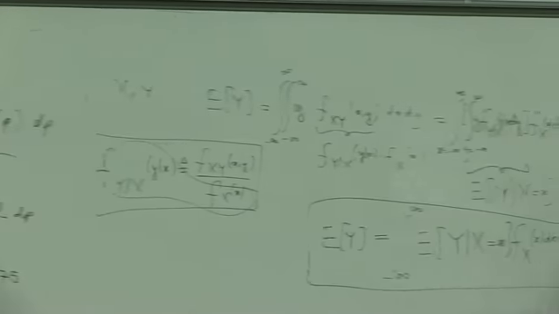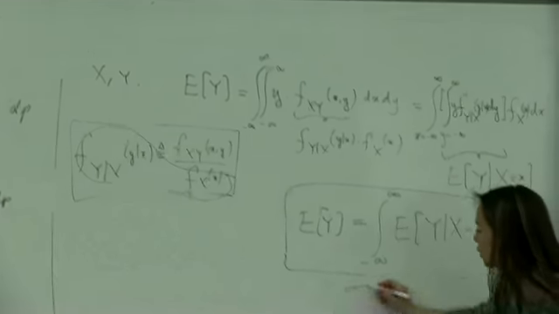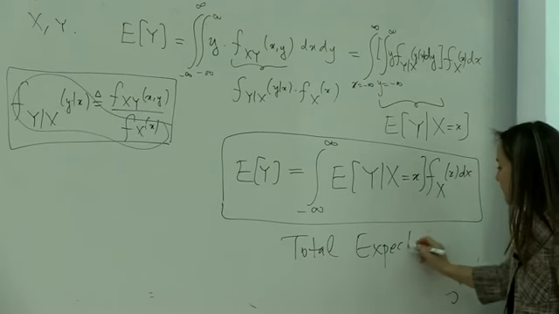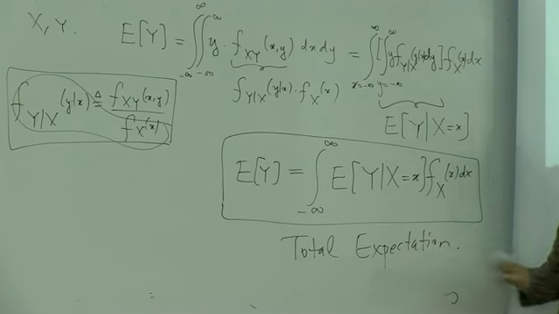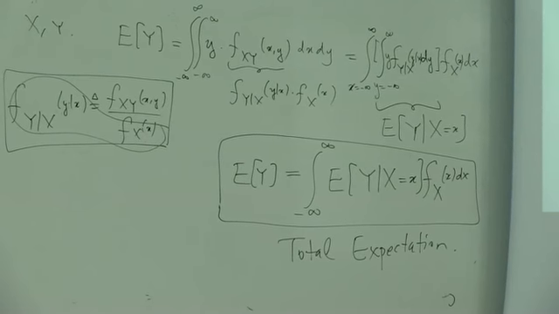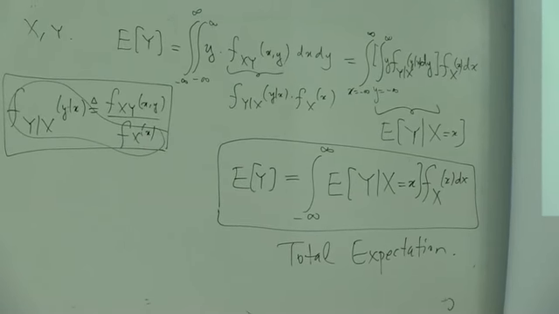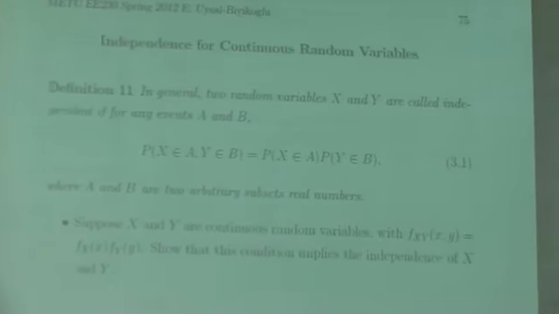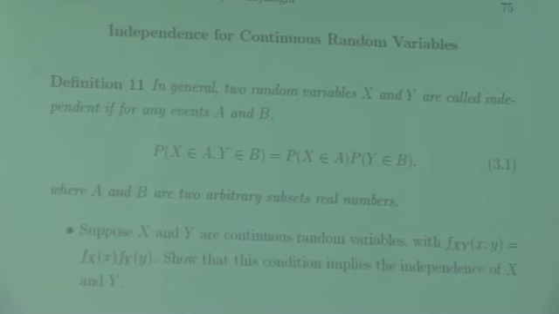Any problem? So let me repeat. This is the total expectation theorem. It's nothing but a short way of writing a double integral. Okay? No problem, I hope. So let's continue. The next topic is independence for continuous random variables.